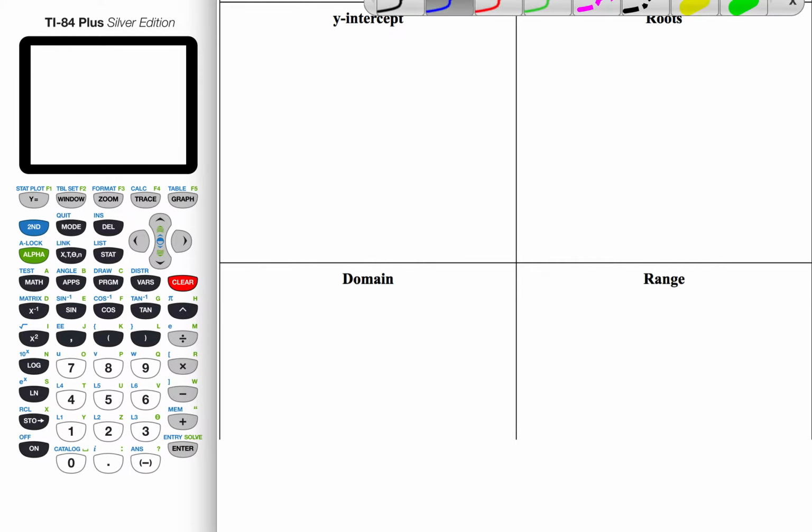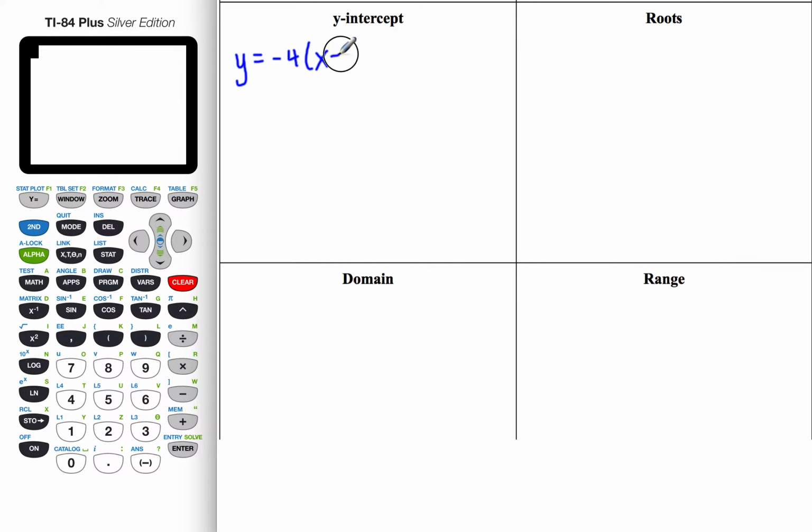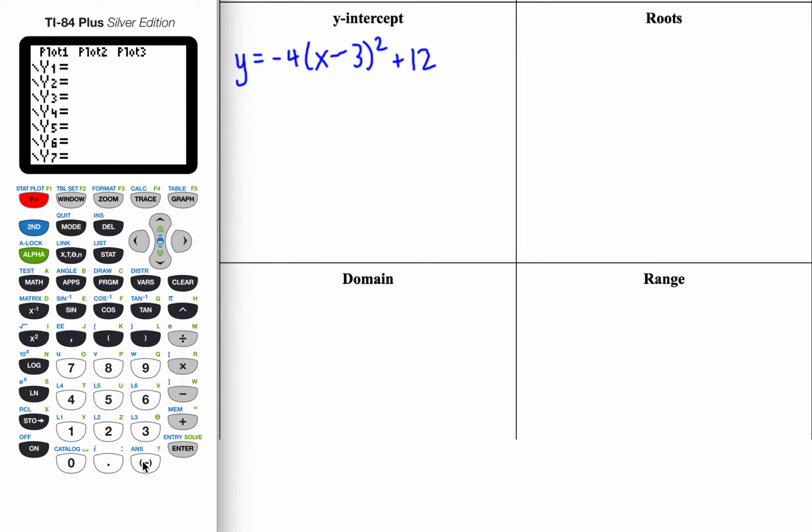And to find our y-intercept, let's make up an equation here that we wouldn't know naturally looking at what the y-intercept would necessarily be. Let's do that. Plus 12. So we'll put that in. So we'll go to our y equals. We'll hit negative 4 x minus, kind of a funky minus sign, squared, plus 12. And we'll hit graph and take a look at what it looks like.